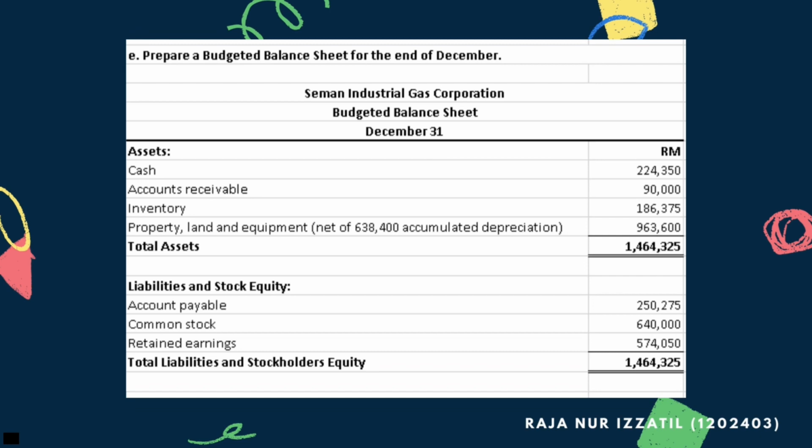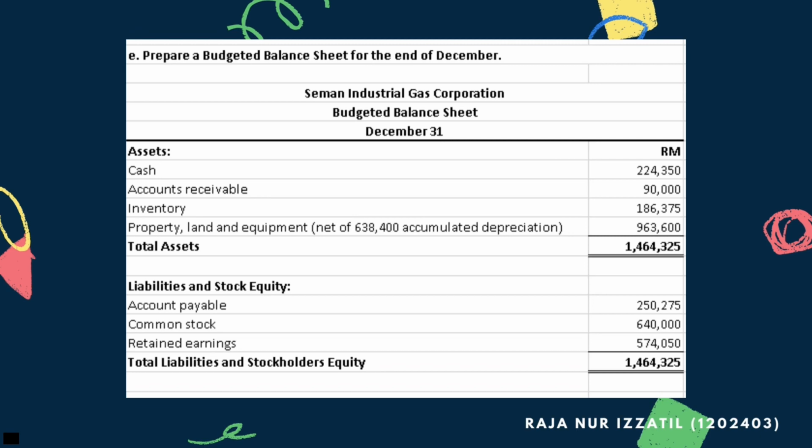So next we continue to calculate the amount for liabilities and stockholders' equity, which the first item is accounts payable. We get from the merchandise purchases budget under column required purchases for the month of December, which is 250,275 ringgit. And the next column is for common stock. We take from the balance sheet of 31st October, 640,000.